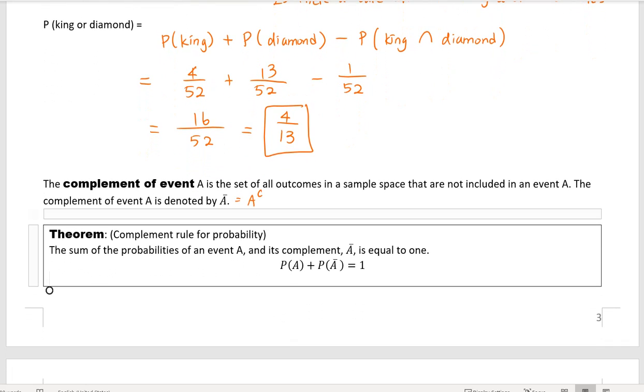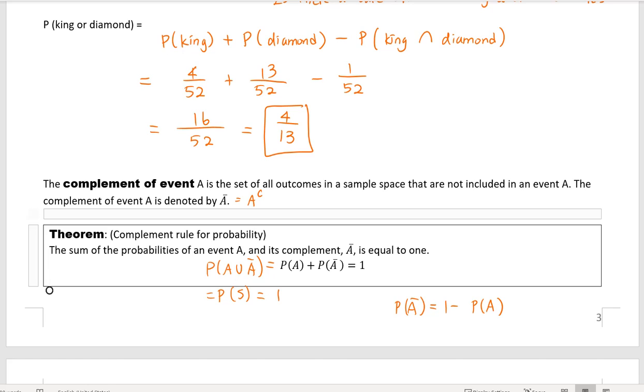Okay. Complement rule for probability. The sum of the probabilities of an event A and its complement is equal to 1. Because we know the general addition rule, P of A or A complement equals P of A plus P of A complement minus P of A intersect A complement. But because they're disjoint, the probability of A and A complement is 0. And notice that P of A or A complement is the entire sample space, so that's why it equals 1. So that's why P of A complement is 1 minus P of A.